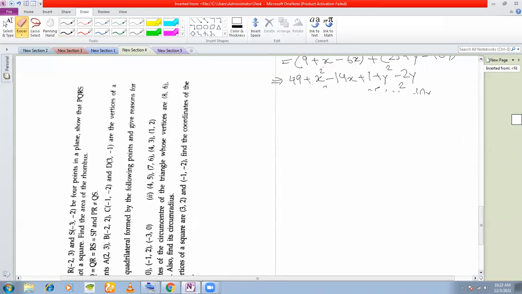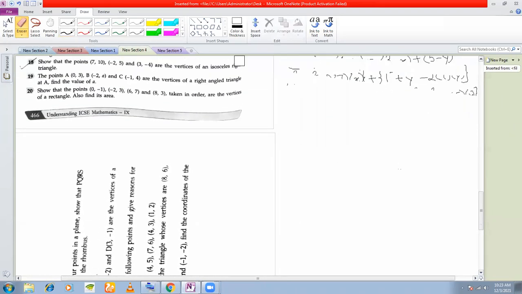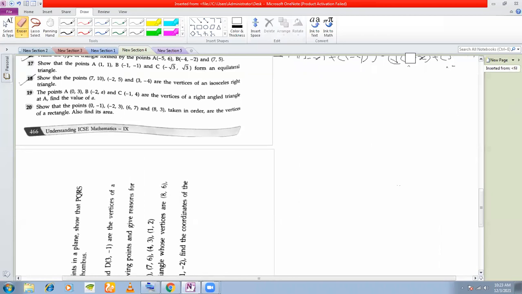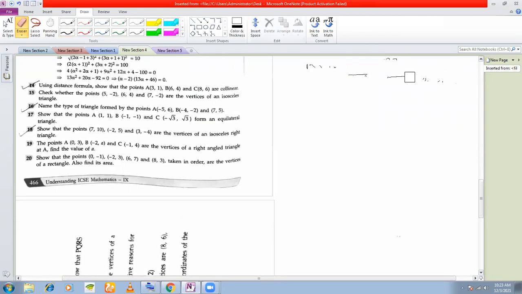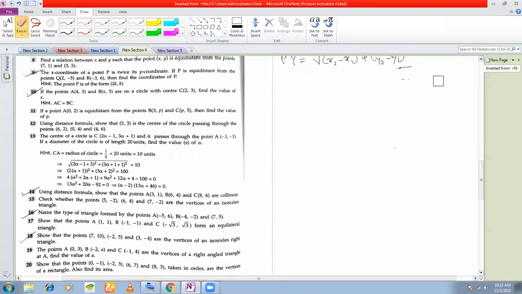But while calculating your distances with the help of distance formula, I tell you repeatedly that you will have to be very careful with the signs. Okay, be very careful with the signs. Do not mix up the signs.